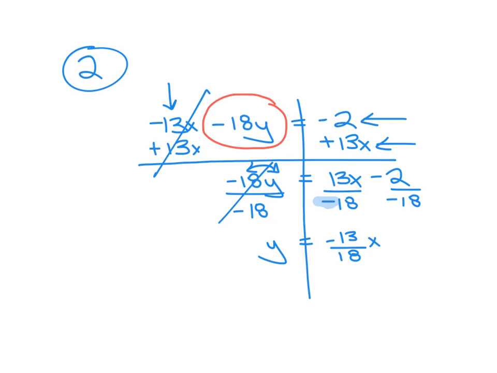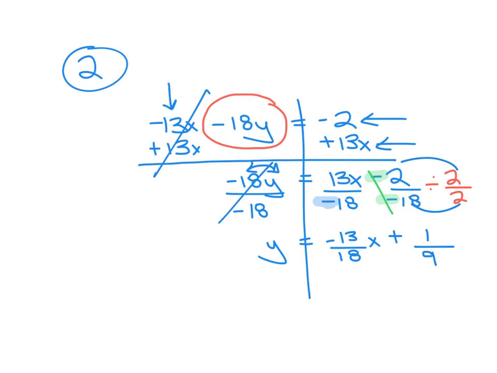Now again, be careful with your negatives. Here I have a negative on top and a negative on the bottom. So those will cancel out and make a positive. So it's going to be plus a number. And I've got 2 over 18. Now I can simplify 2 over 18 because my 2 and 18 are even numbers. So I'm going to simplify that fraction by dividing it by 2 over 2. So I know that 2 divided by 2 is 1, and 18 divided by 2 is 9.